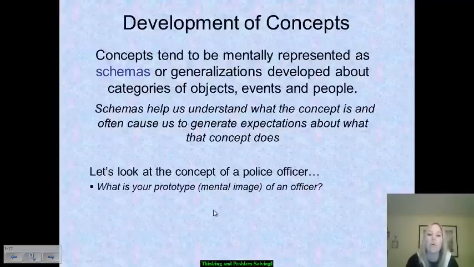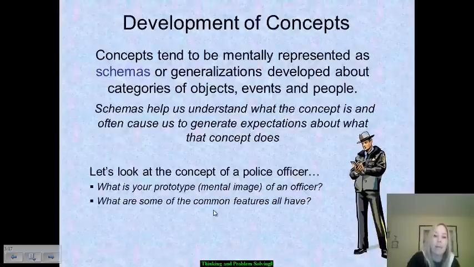Another example would be to think about a police officer. Your prototype or mental image of an officer will probably have certain generalizations that go along with it. Typically, we would perceive them to be fairly young, perhaps in decent shape. We would think that they wear a uniform, they carry a gun. And so we would have that general understanding, a prototype, that specific best example of a police officer. And then we would look at some of the common features that all have.